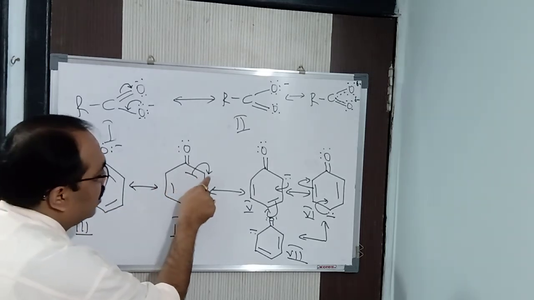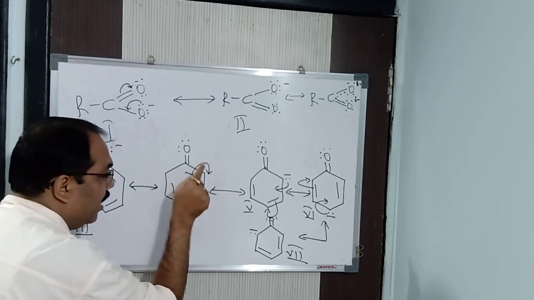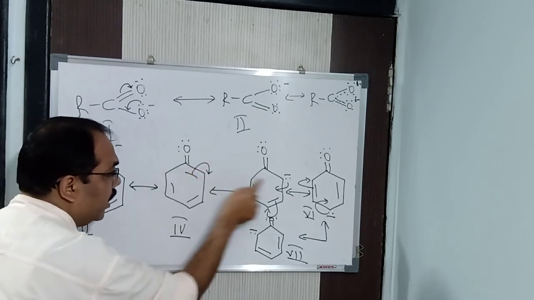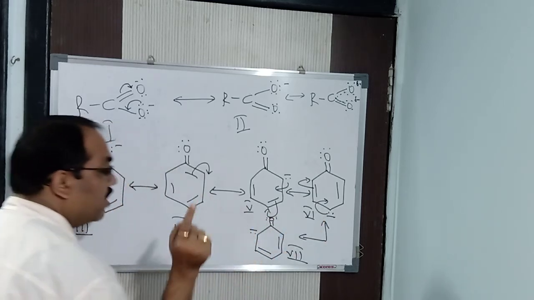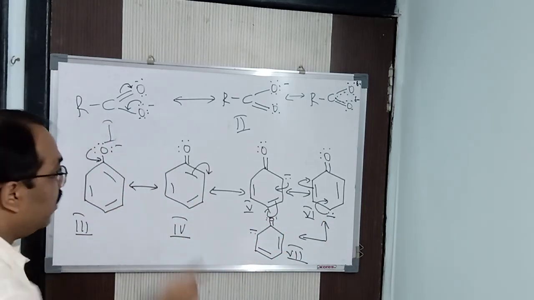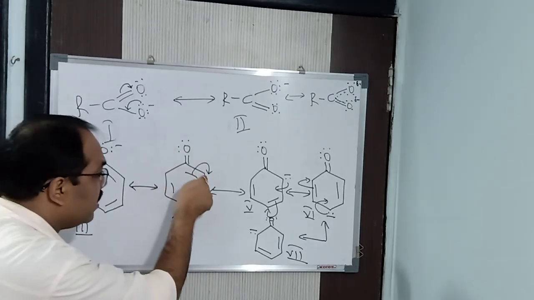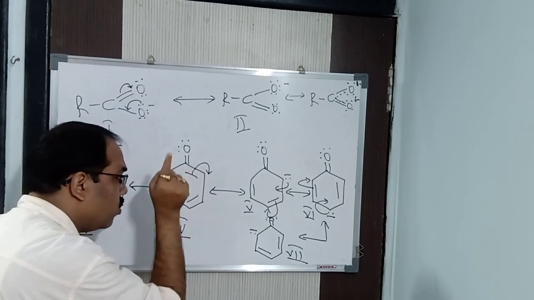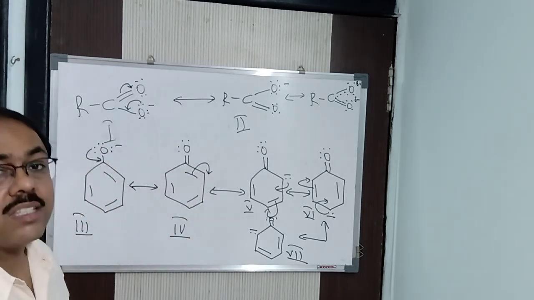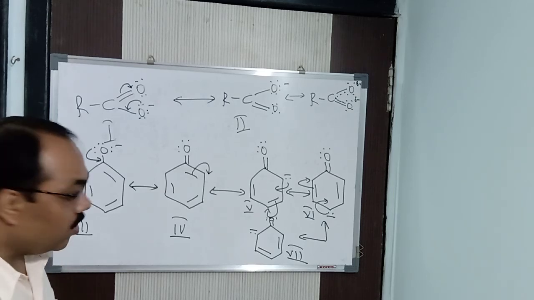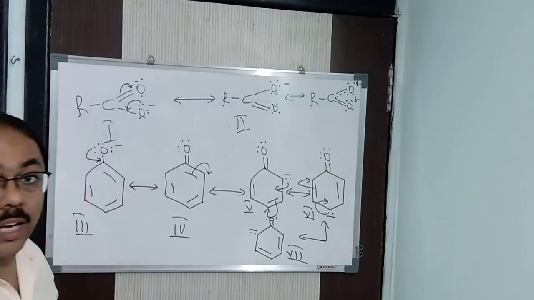And listen carefully, the negative charge is present here on the less electronegative carbon atom. You can see this is a carbon atom, this is a carbon atom, this is a carbon atom. It is present on the less electronegative carbon atom compared to oxygen, which is more electronegative. So hence it is less stable in nature. What is less stable? Phenoxide ion is less stable compared to carboxylate ion.